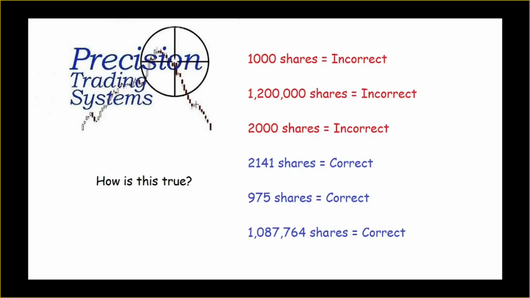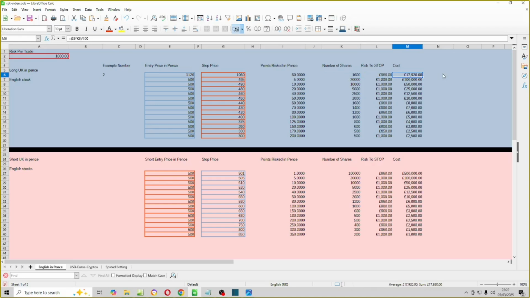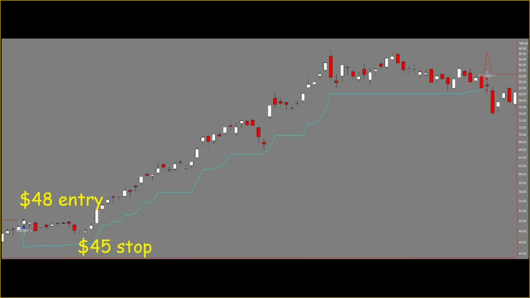The trader told me, "Yes, we bought 1,000,000 shares of those the other day. Yes, we bought 2,000 shares of those the other day." So straight away I know he doesn't know a single thing about trade risk size. Cost of the trade is often completely confused for risk per trade, which is priced in dollars.